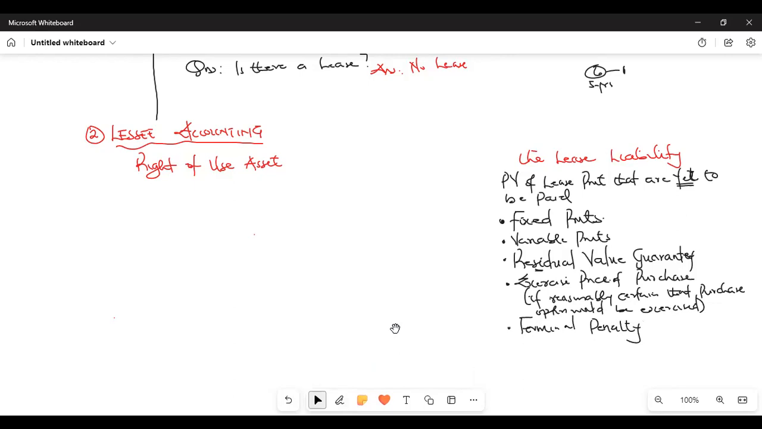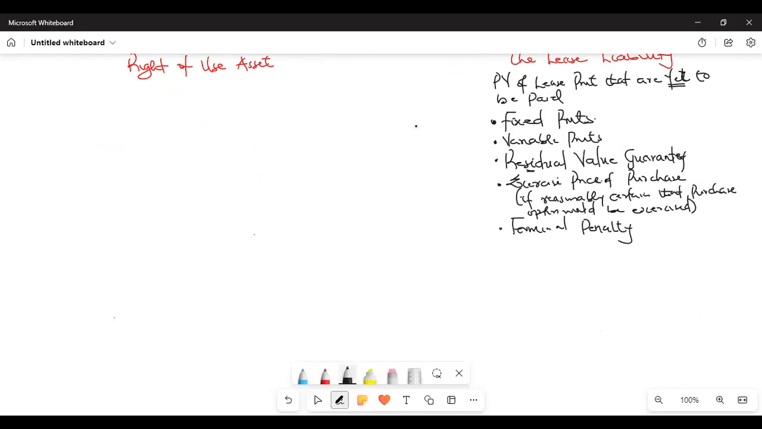What is the discount factor you are going to use to PV? The discount factor you are going to use to PV, please, is what we call the implicit rate. If the implicit rate is not reasonably available, then you will use the incremental borrowing rate. Please, you only use the incremental borrowing rate when the implicit rate is not readily available. Please kindly take note of that.